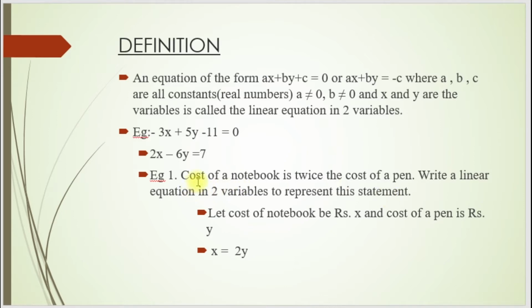For example, the cost of a notebook is twice the cost of a pen. You have been given two things, notebook cost and pen cost. Write a linear equation in two variables to represent this statement. So, if you have two things in your hand, you have to put x and y. So, you can put the cost of a notebook as rupees x and the cost of a pen as rupees y. Here it is given that the cost of a notebook, that is x, is equal to twice the cost of a pen, 2 into y.